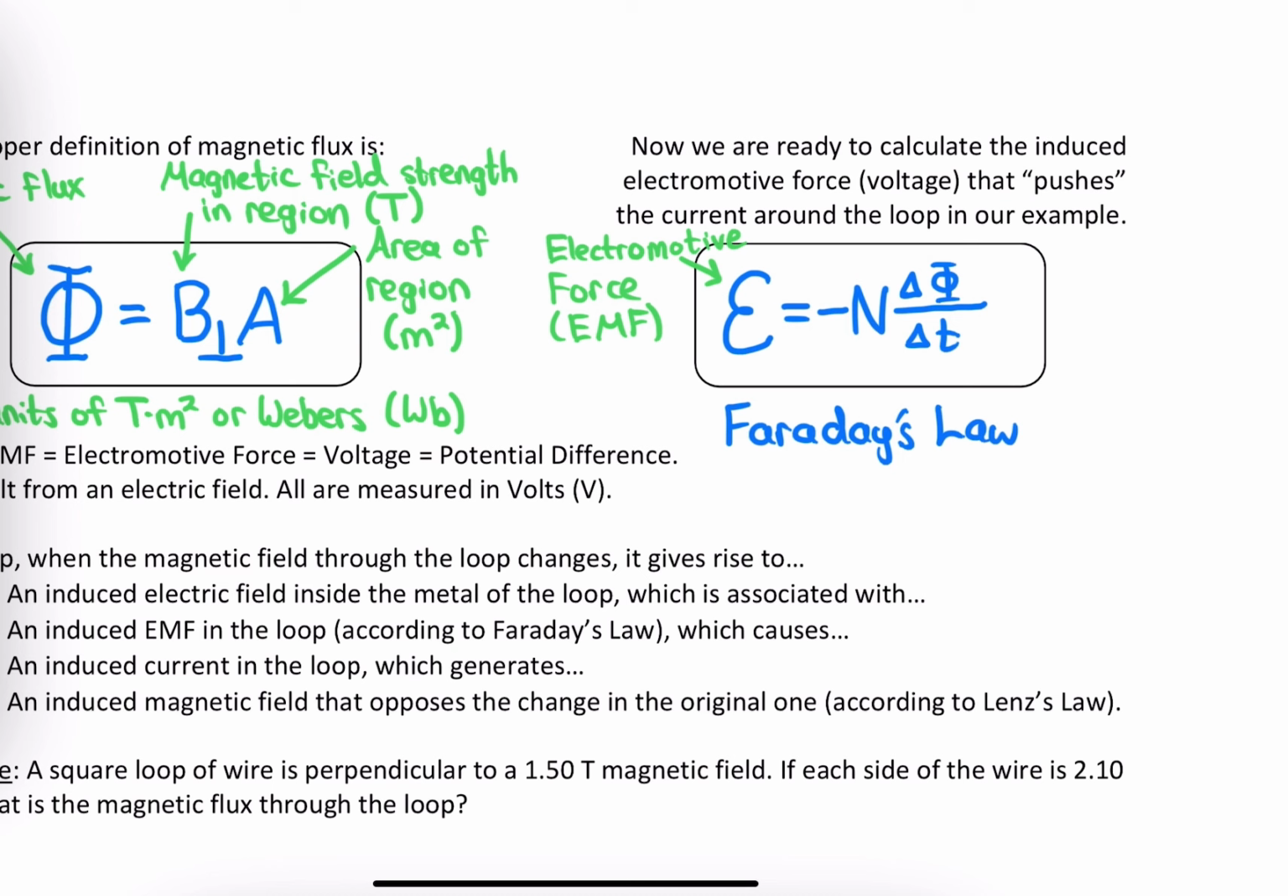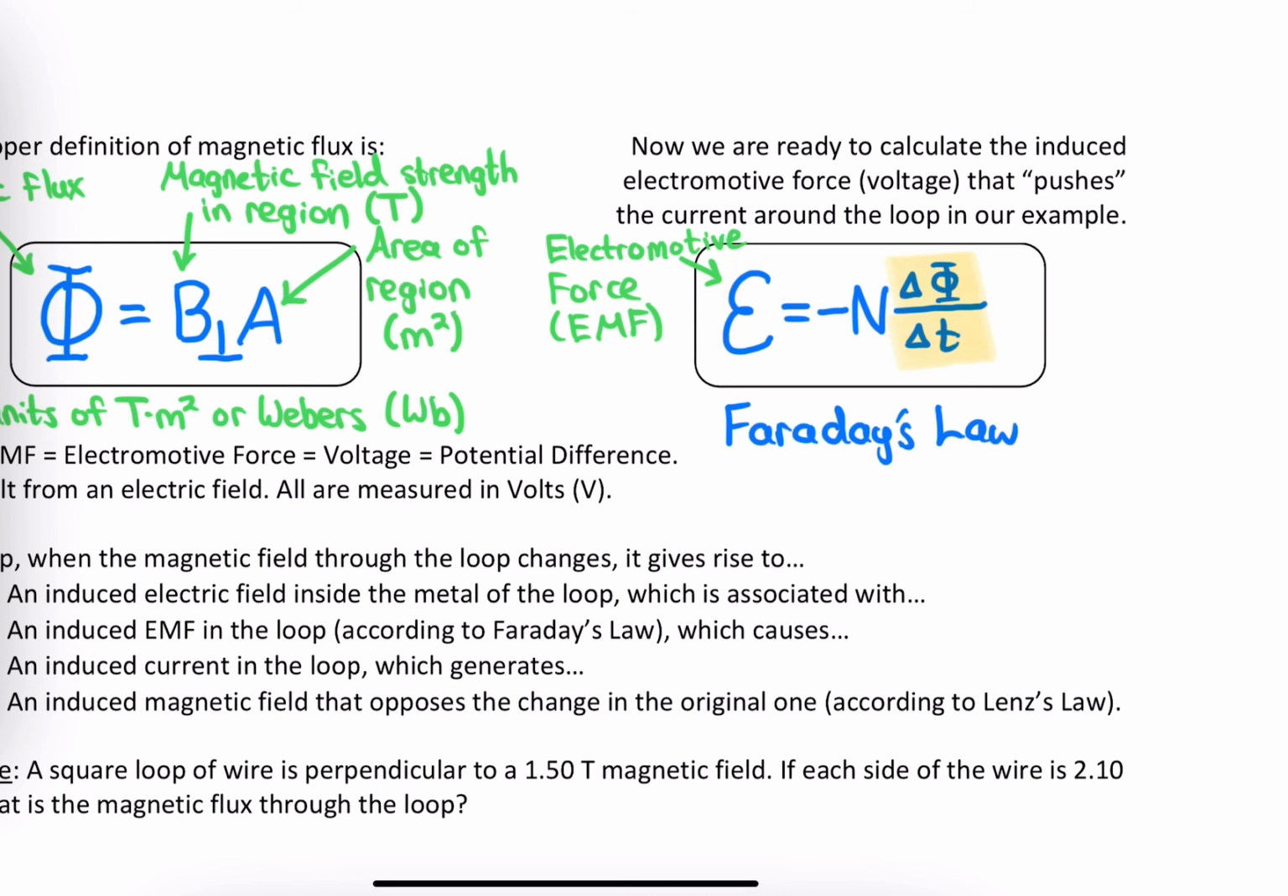Okay, so what Faraday's law tells us is, if we look back at that loop example, as the magnet moves, the flux through the loop will change. And that will happen over a period of time. And that will generate an electromotive force, an EMF, that causes current to be pushed around the loop.